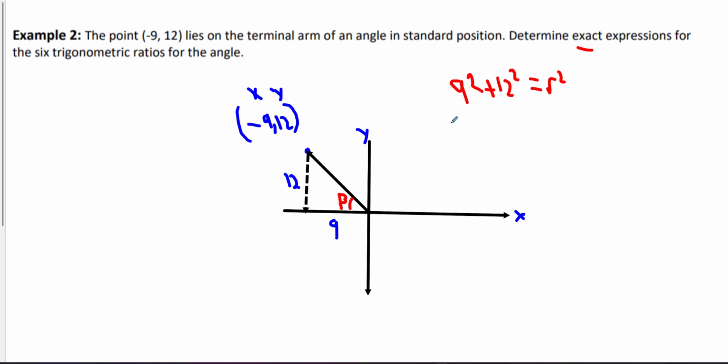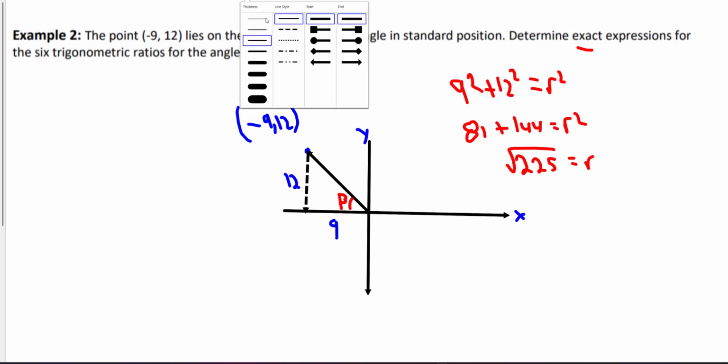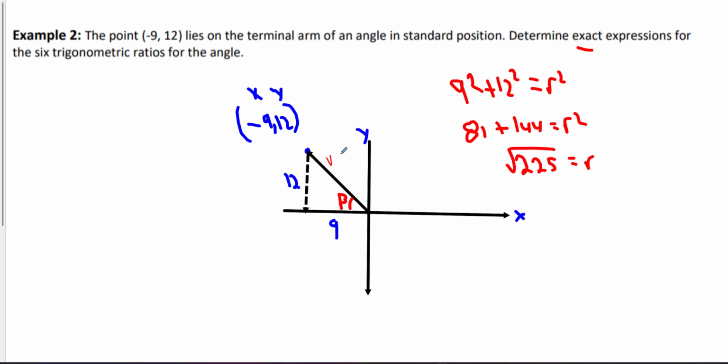Have decimal answer. So 9 squared is 81, and that's 144. And 81 plus 144 is 225 square root. So that is R. R is square root of 225.